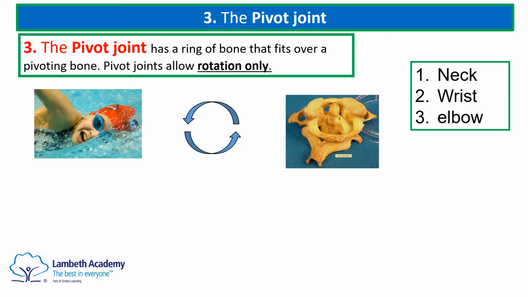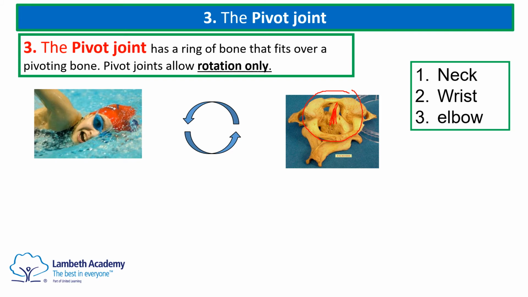The next type of joint we're going to be looking at is a pivot joint. Now a pivot joint only allows for rotation to take place, and that's because there's a ring of bone that fits over a pivoting bone. We can see that if we just take a look at this diagram. You've got your ring-shaped bone there, and that fits inside or outside this bone, and it pivots around, creating rotation. Again, please jot that down now. If you need to pause my video, please do.